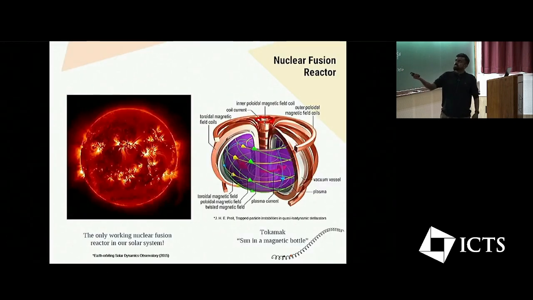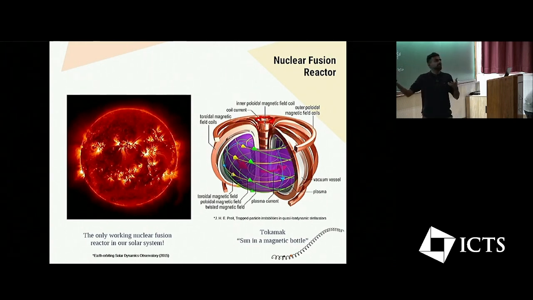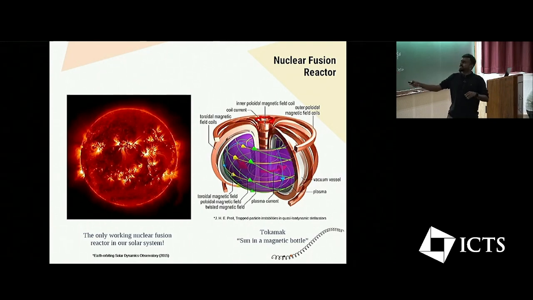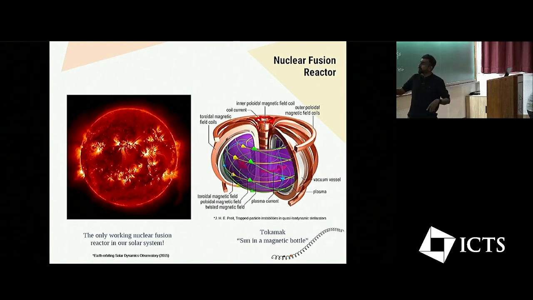So what's the problem? Currently, we have only the sun as the working fusion reactor, whereas we have been trying to build this tokamak fusion reactor since the 50s. Gravity is the one which holds the sun together. But here, in these lab experiments, we want to use a magnetic field to confine the plasma. The basic idea is that if you have a magnetic field, the charged particles tend to move along it in a coil fashion.